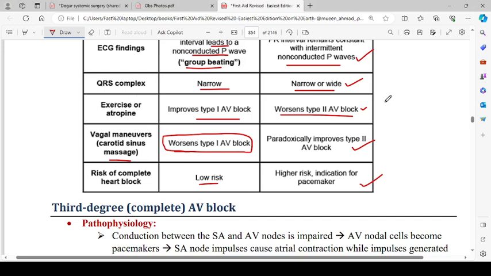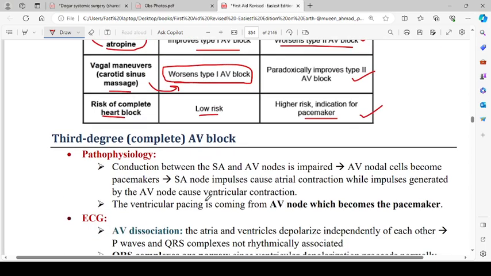Exercise will worsen the type 2 AV block. Vagal maneuvers paradoxically improve the type 2 AV block, but they worsen the type 1 AV block. So just remember that exercise and atropine improve type 1, and vagal maneuvers worsen type 1, and the reverse is true for type 2. And there's a high risk of complete heart block, so this is an indication for pacemakers as well.